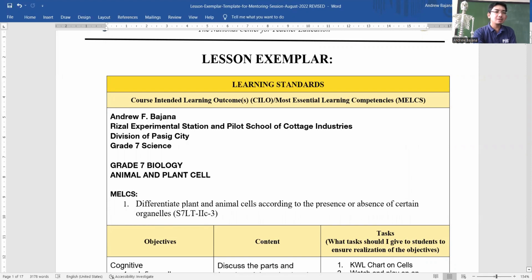My lesson plan is all about grade 7 science. The topic is animal and plant cell. The most essential learning competency: differentiate plant and animal cells according to the presence or absence of certain organelles.